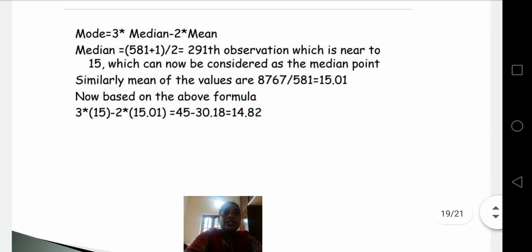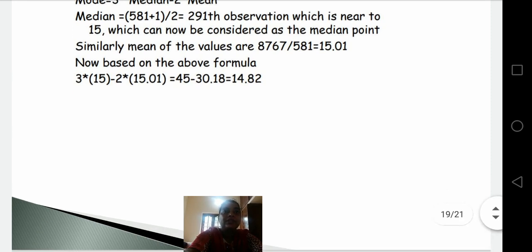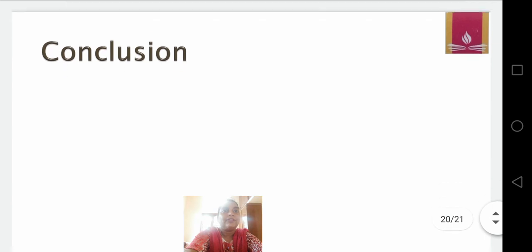Now apply the formula for mode. Mode is equal to 3 median, median is 15, 3 multiplied by 15 minus 2 into the mean. So 14 is the mode.